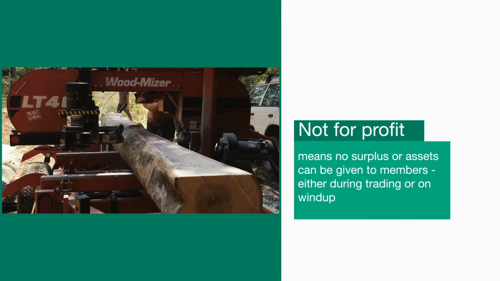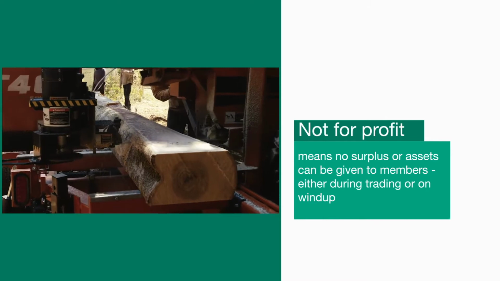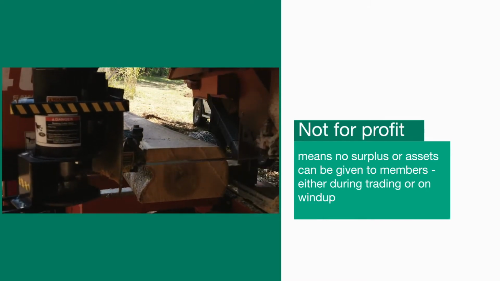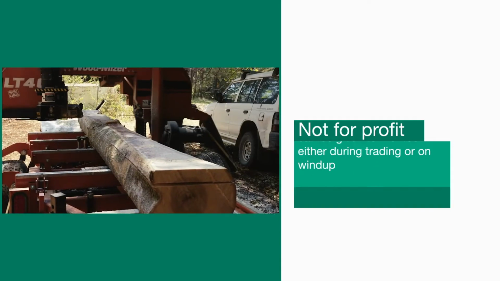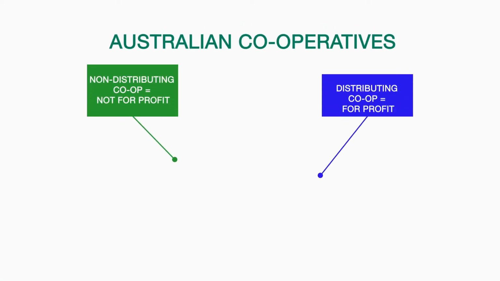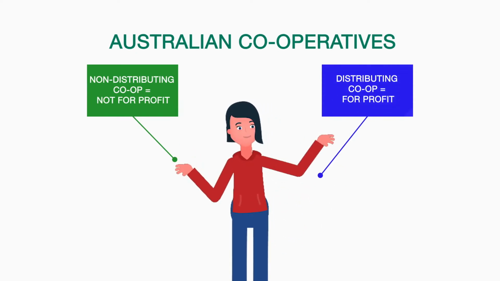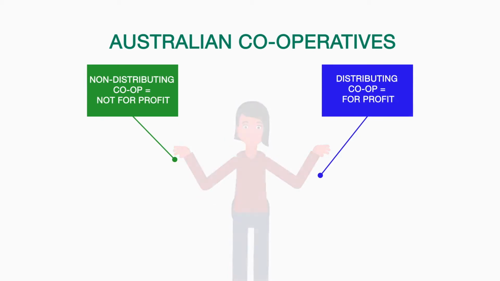Not-for-profit simply means that any profit made by the business must be devoted to the business purpose. It cannot be distributed to members of the co-op either during its trading or at the end of its life. There are two types of co-ops in Australia. Those that cannot distribute profits to members are non-distributing, not-for-profit co-ops. Distributing co-ops, as the name suggests, can distribute profits to their members.